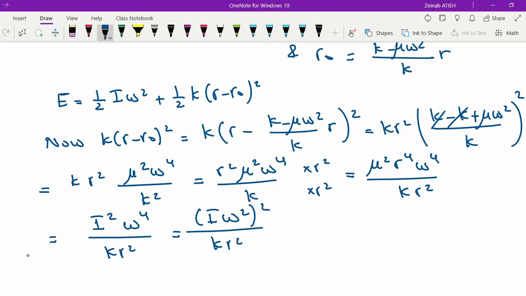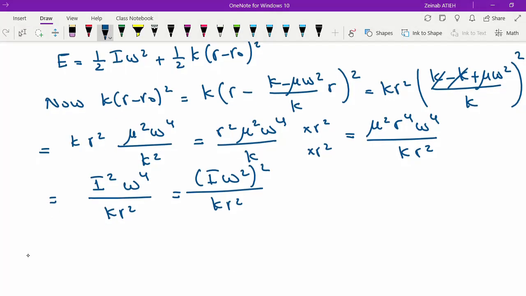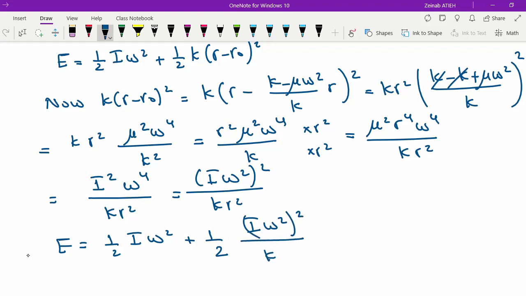So our energy, which is part rotation, part potential due to the elongation of the bond, is equal to half I omega squared. This is the classical discussion of this. So half I omega squared plus half, replacing this term by (I omega squared) all squared, over k r squared.